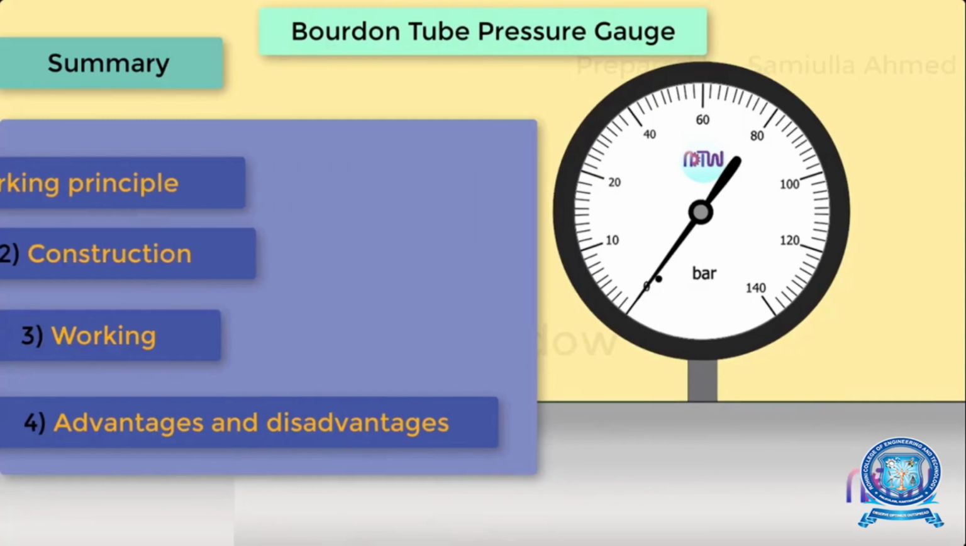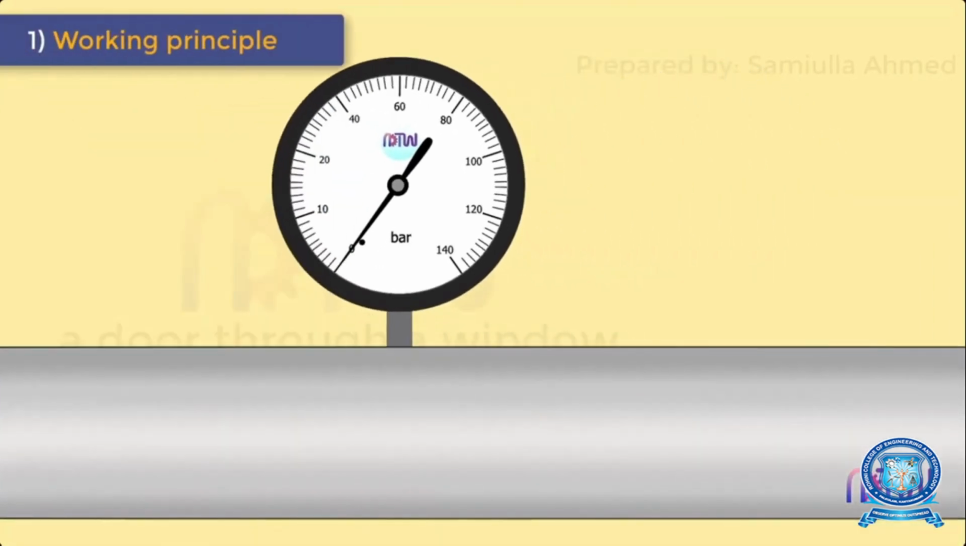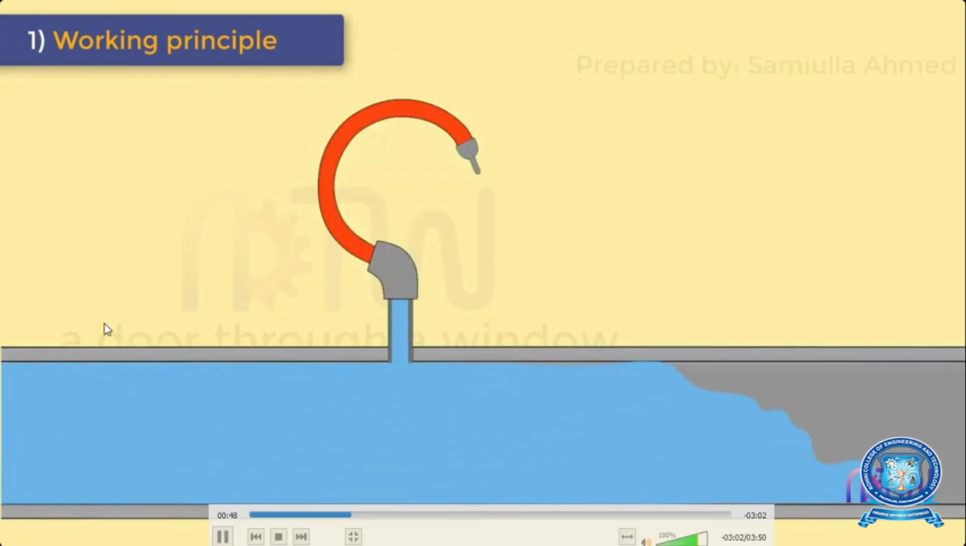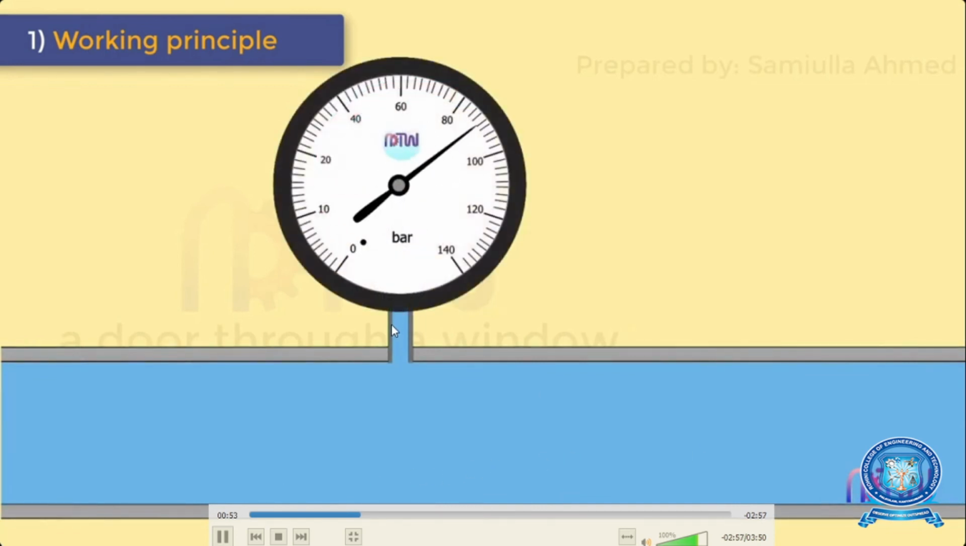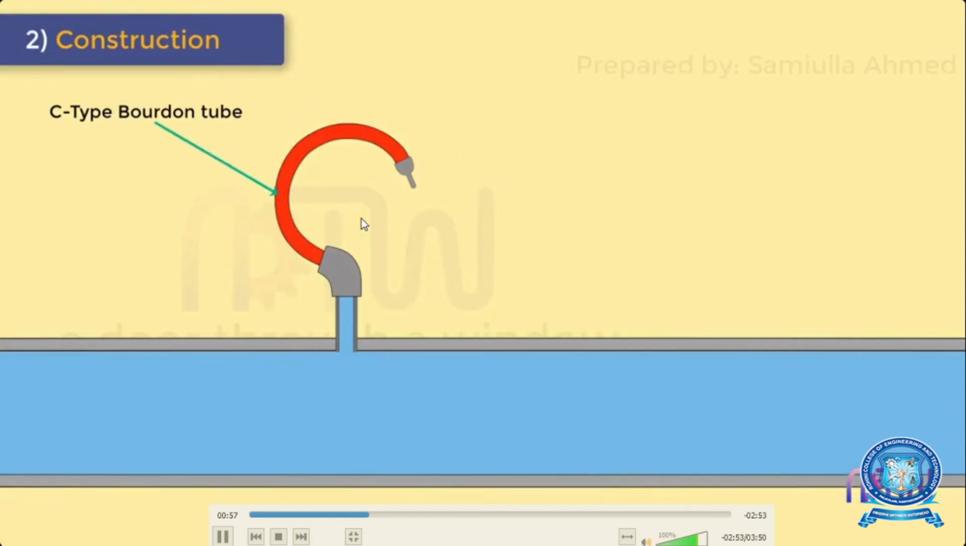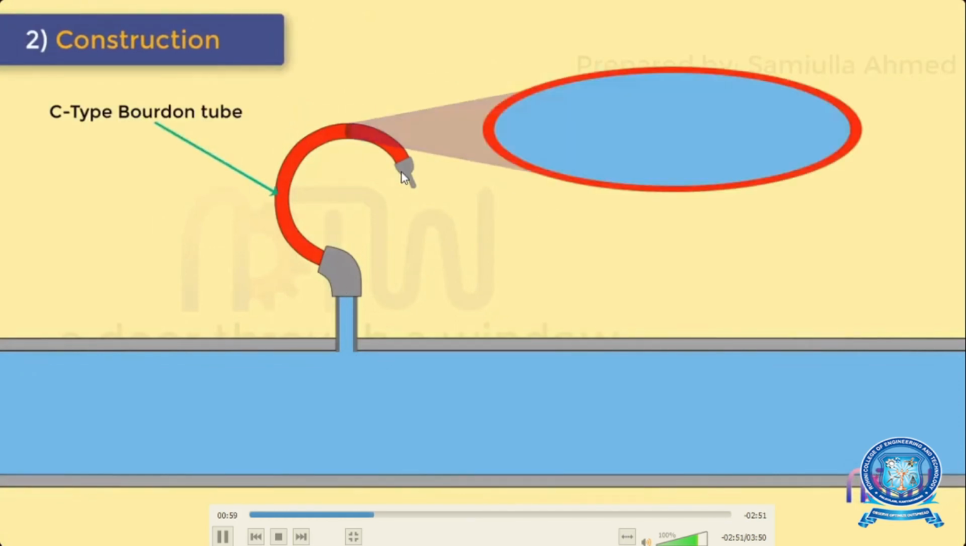First one is the working principle: how the Bourdon tube pressure gauge works. When the liquid or fluid moves inside, it creates some pressure on this tube, so it moves upwards. This is called a C-type Bourdon tube, and the pressure is created here because it is sealed.